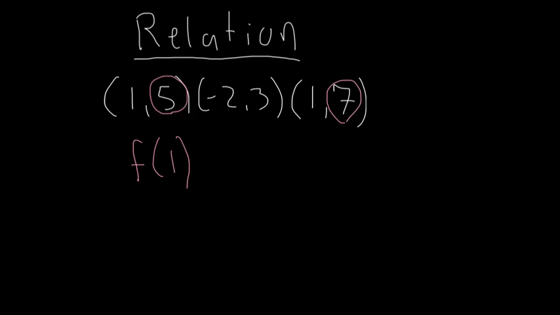So I don't know which output is going to come out, because if I plug in 1, I have two options. I have the option of 5 and the option of 7. So this is creating some confusion. And when we have more than one y value for the same x value, here we had 5 and 7 for the same x value of 1, that's how you know you do not have a function. So this is not a function.